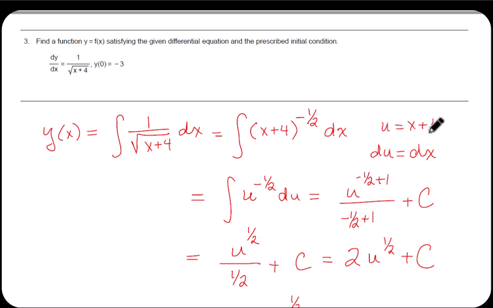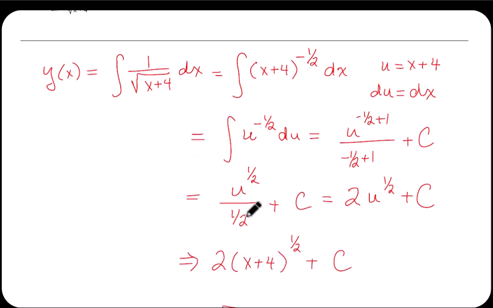So I let u be the stuff on the inside. The derivative of that, du, is dx. And so that turns this into an easy thing to integrate. Minus a half plus 1, minus a half plus 1 plus c. The fraction on the bottom flips up, and so I get 2 u to the 1 half plus c. What was u though? u is x plus 4. So my solution is given here.